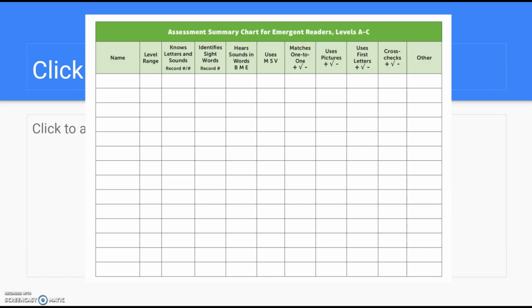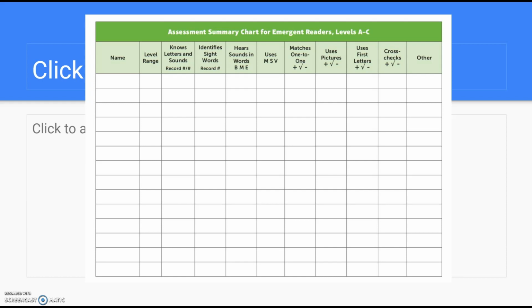In column 8, you'll see uses pictures. Here you'll put a plus sign if the student consistently searches a picture when encountering an unknown word. Put a check if the student occasionally searches for the picture, or a minus sign if the student does not use picture clues.